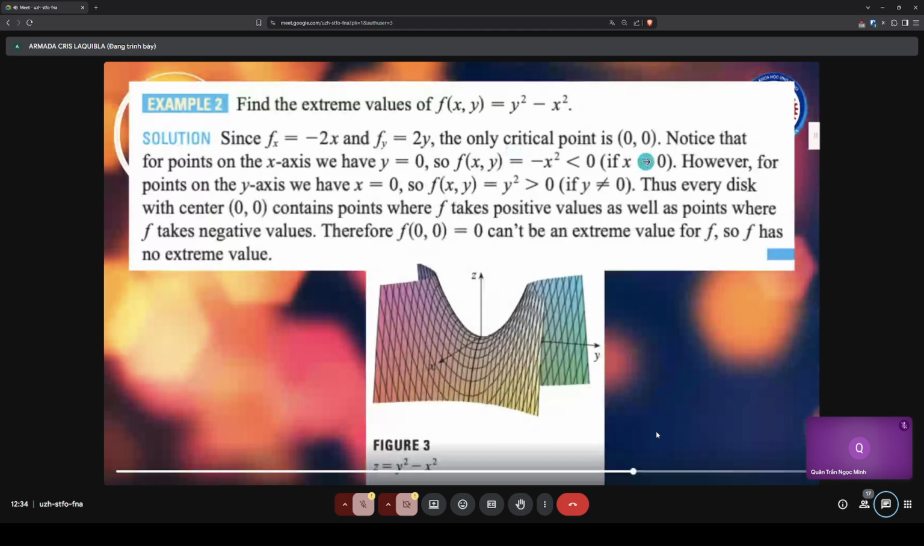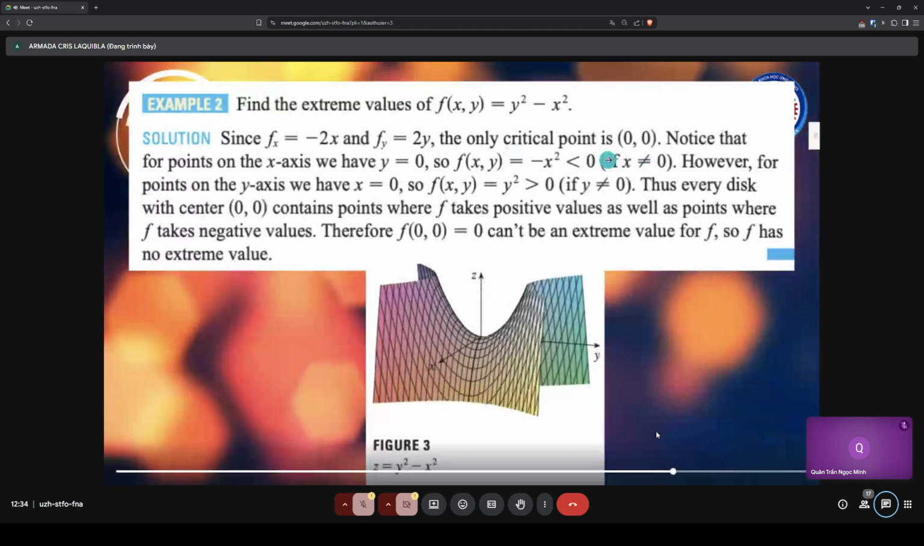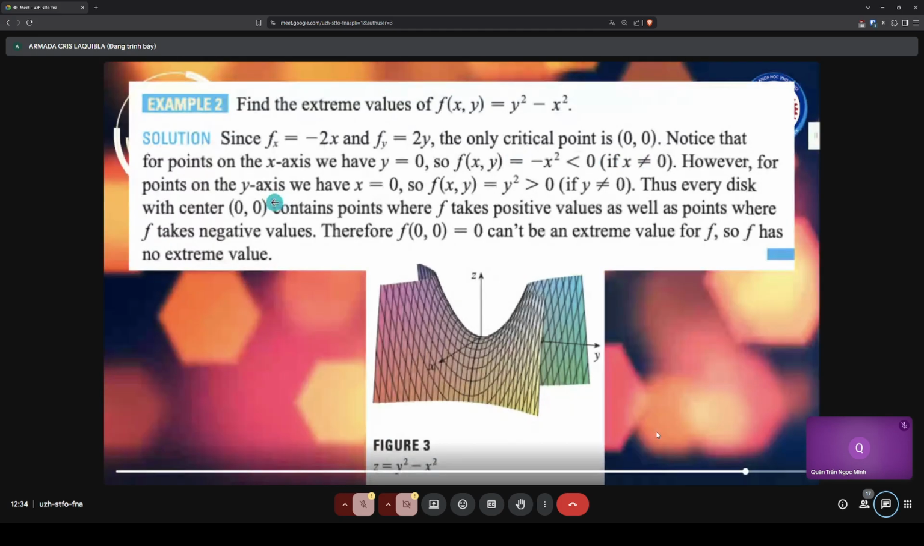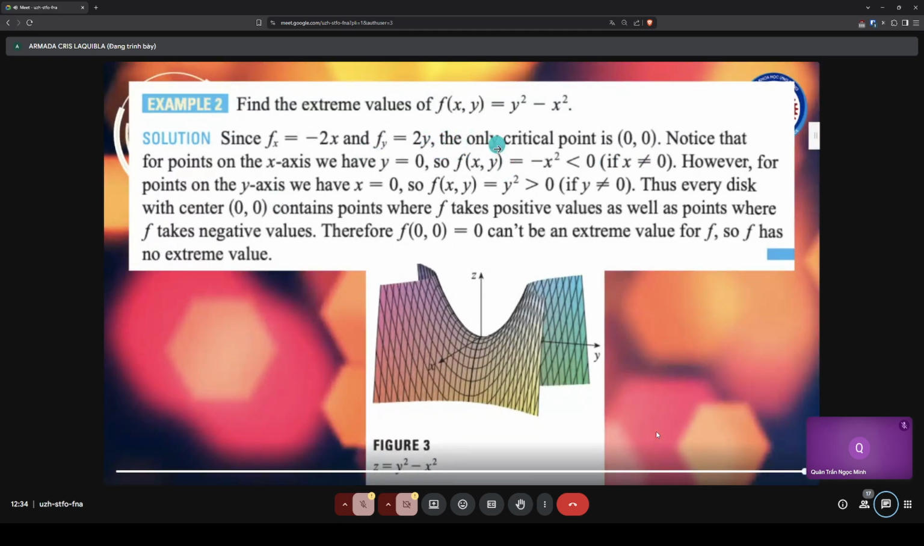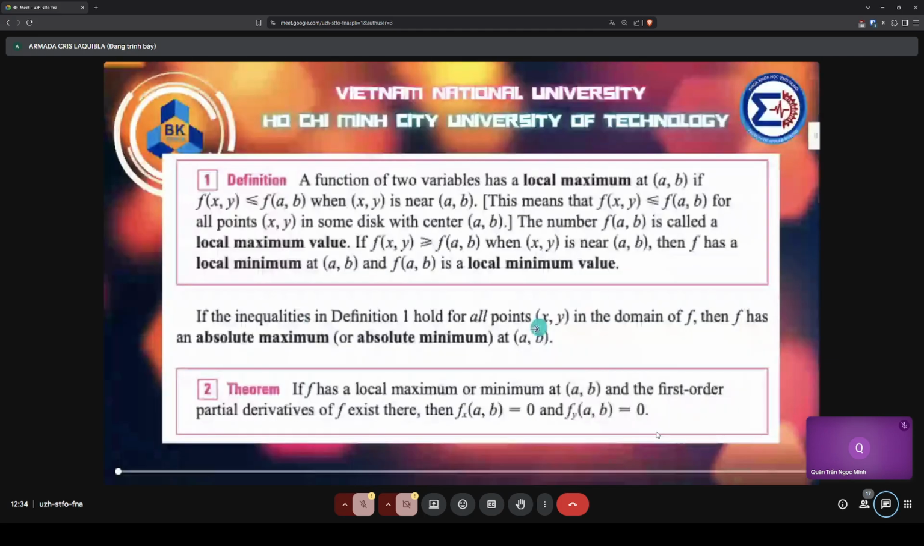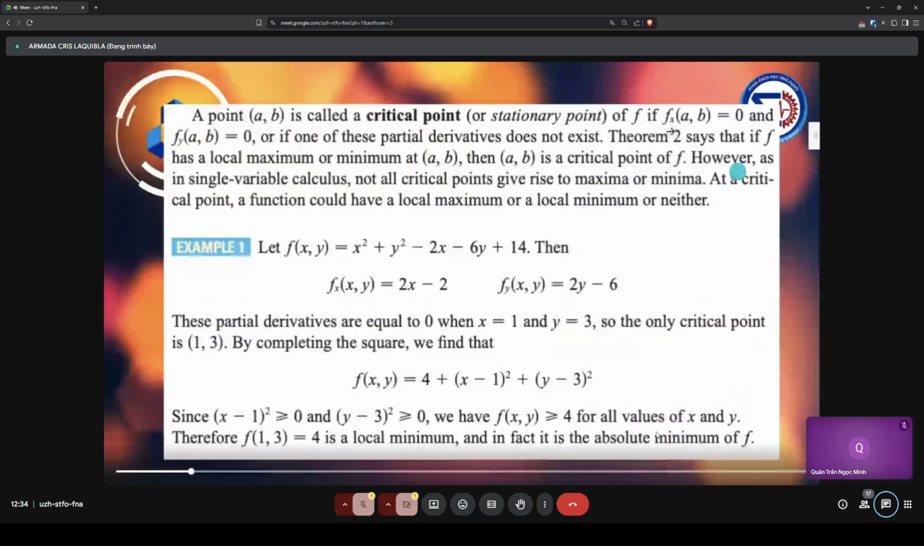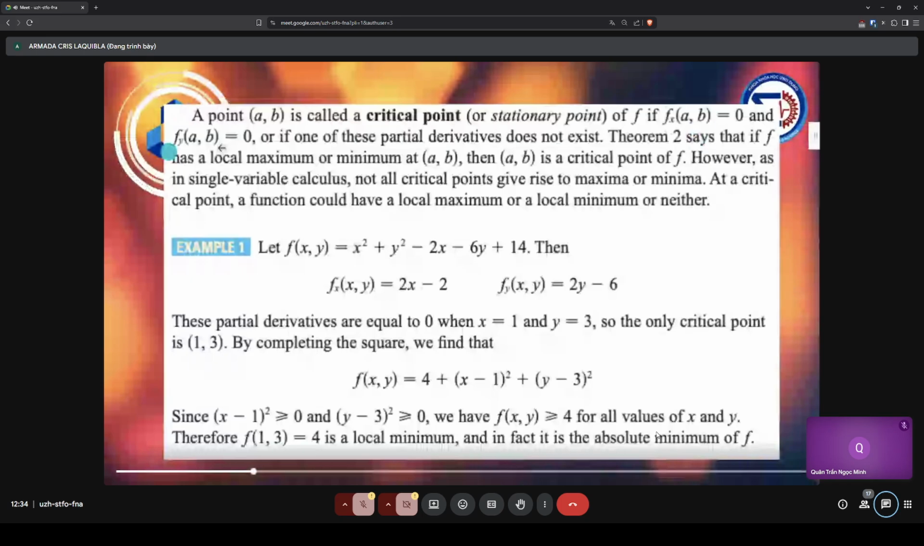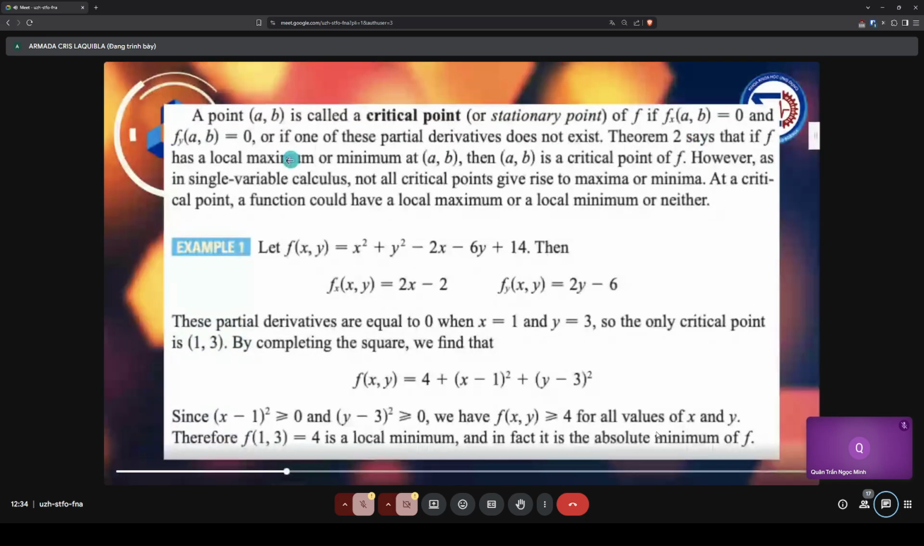Why is it the only critical point? Again, how to get the critical point? Make your fx be 0 and your fy equal to 0, then solve for x and y. Correct? Again, it's the definition of a critical point, which is here. I'm so sorry. A point (a, b) is a critical point if your fx(a, b) is 0 and your fy(a, b) is 0. Okay?